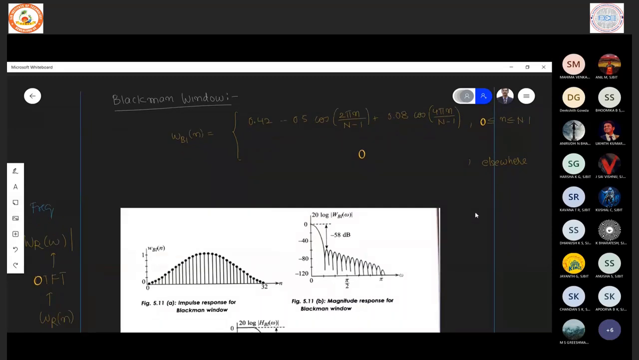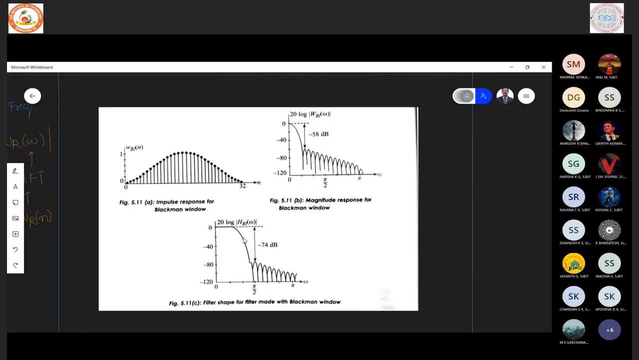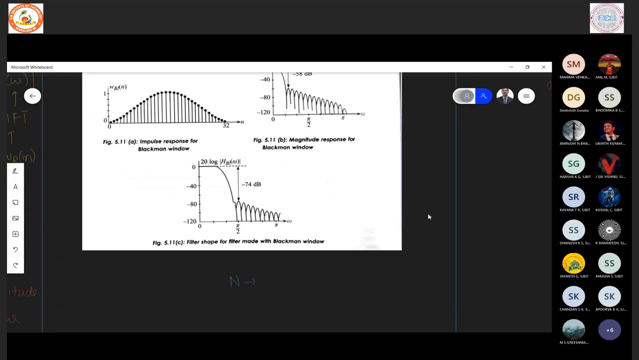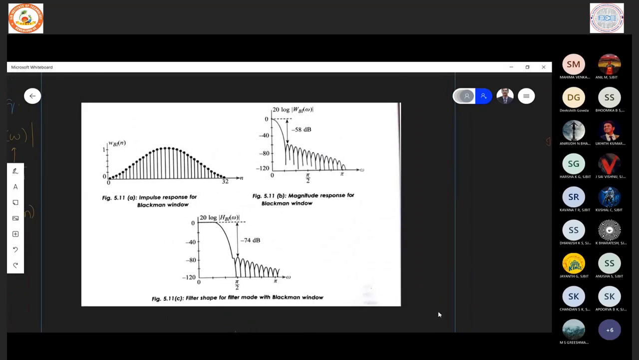You can see the results are very good compared to the previous windows. The margin we have here is minus 58 dB. And for the resultant low pass filter, the difference between passband and stop band is minus 74 dB. Minus 74 dB is a tremendous improvement when you compare with the previous. So these are the different types of windows, and we have learned the different window functions also.